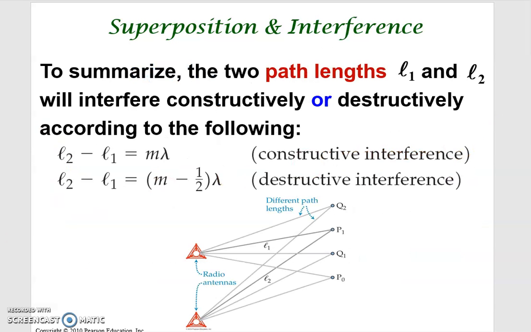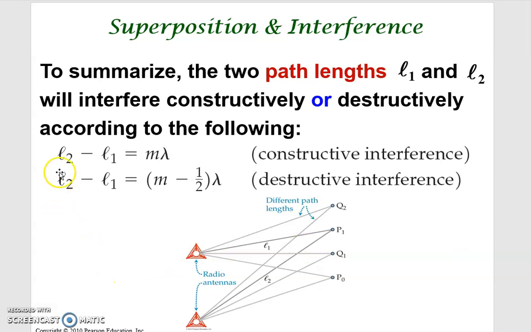So now let's summarize what we have studied. If you have 2 path lengths, no matter which observer you are talking about, for example, if you are standing at Q1, you can always define the so-called path length from the first source, which is L1, and L2 from the second source. So this L1 and L2 are different for different observers. Depending on where you stand, they will interfere constructively or destructively.